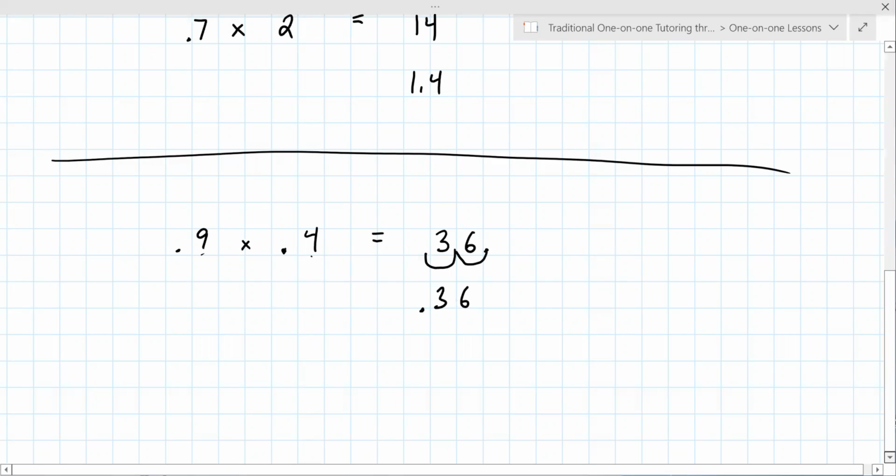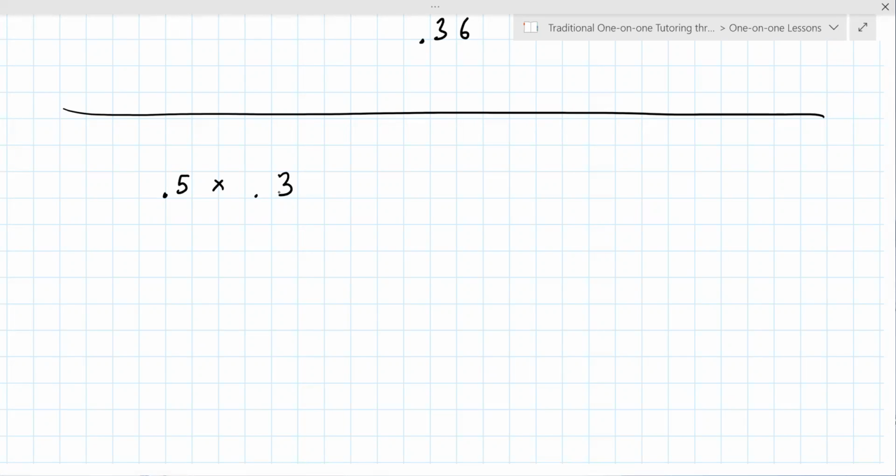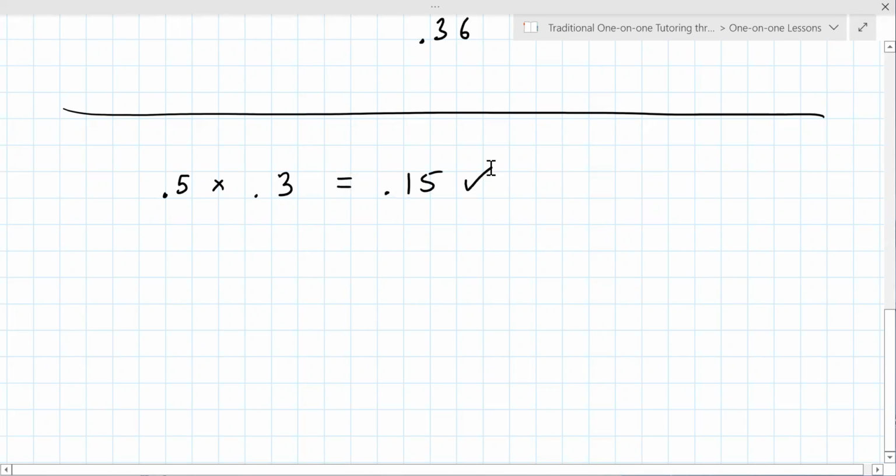Okay, so let's have you try one here. Let's say it's 0.5 times, let's go 3. Okay, I got my answer. What is your answer? 0.15. 0.15, perfect. All right, very good.